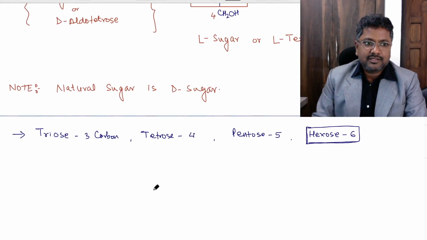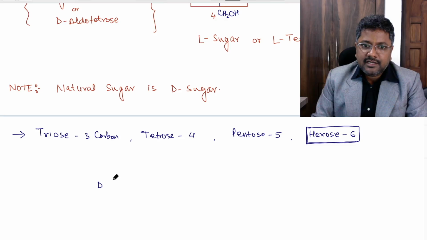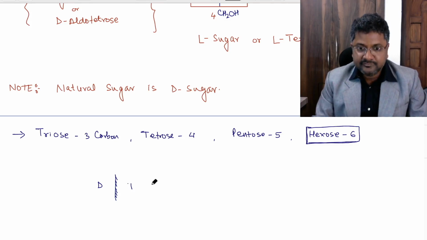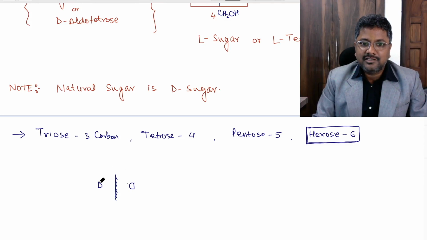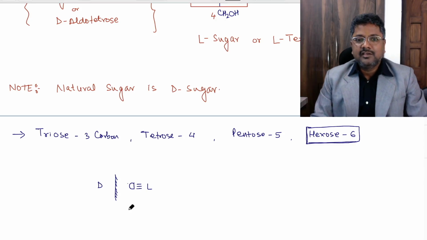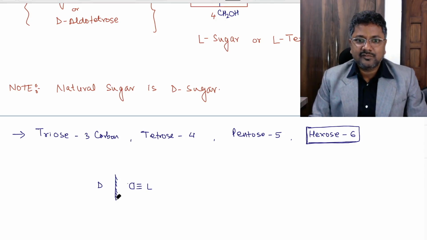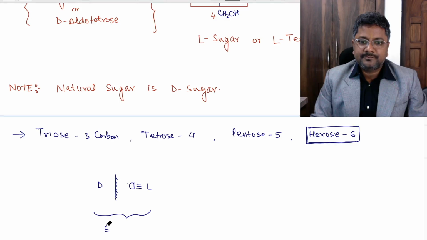And one more important thing about D and L. Suppose you have a D and its mirror image. I am writing the mirror image of D. See, the mirror image of D is this, and this is equivalent to L. So basically, D and L sugars are enantiomers.